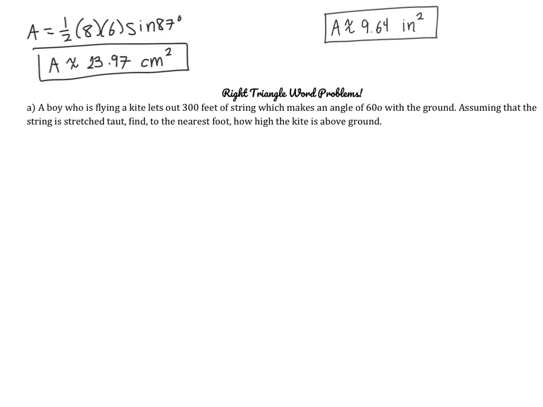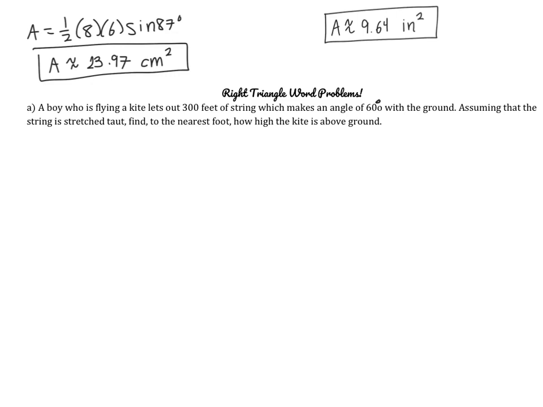So for these, we're going to be using our SOHCAHTOA ratios, and really the trickiest thing here is drawing the picture. So we need to make sure we can interpret the words into some sort of picture that allows us to solve. So this says, a boy who is flying a kite lets out 300 feet of string, which makes an angle of 60 degrees. Sorry, this was supposed to say degrees, with the ground. Assuming that the string is stretched taut, which means there's no lag, it's just a perfectly straight line, find to the nearest foot how high the kite is above the ground.